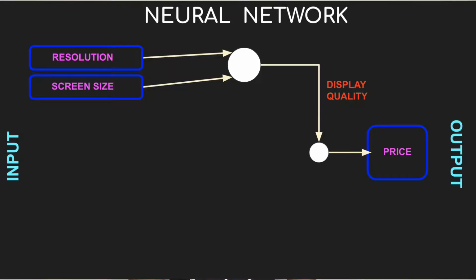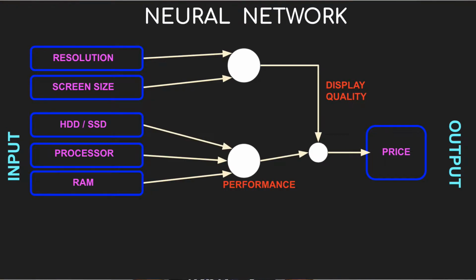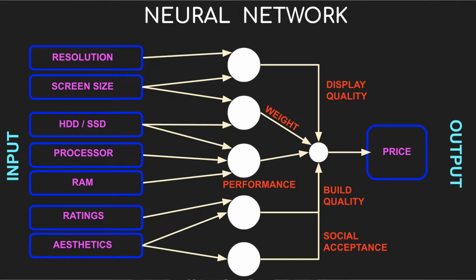Let's start with the screen size and screen resolution. Based on these inputs, it tells you the display quality. Then we have the hard disk type. Is it a traditional one or a solid state drive? CPU and RAM also come into this neuron. These all determine the performance. Then we have ratings from customers and aesthetics, which give input to the build quality. Aesthetics also matter for social acceptance of the laptop.